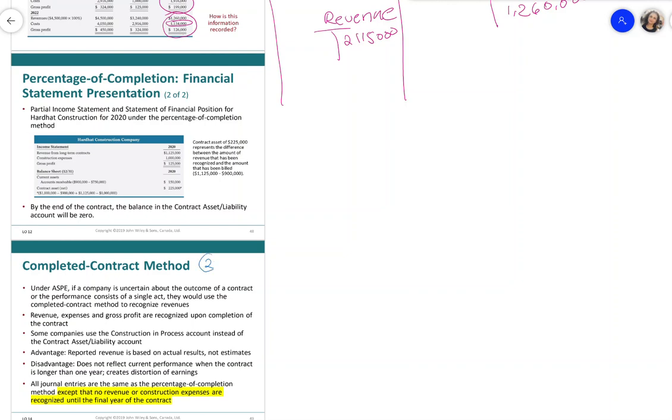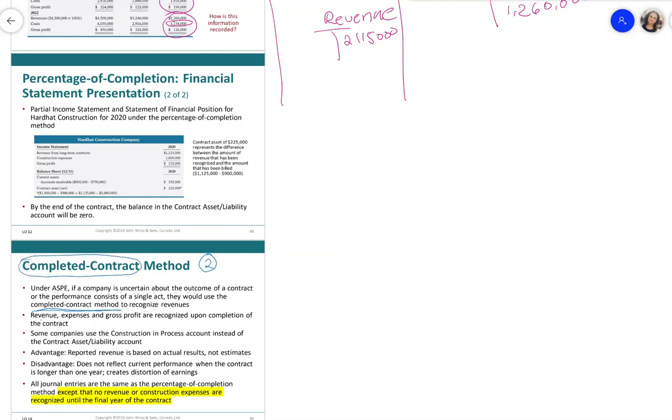The second method that can be used is the completed contract method. Under ASPE, if a company is uncertain about the outcome of the contract or the performance consists of a single act, they would be allowed to use the completed contract method. So what is the difference between the one we just did and the one we're using now, completed contract?